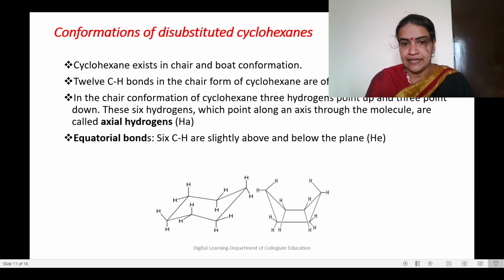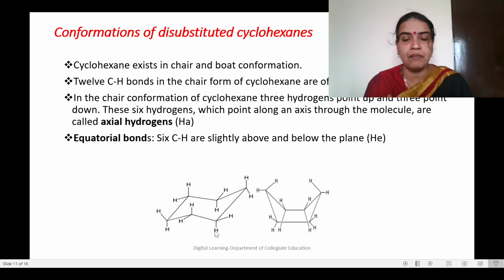What is the direction of all these bonds? They occupy mainly two positions. One is perpendicular, exactly up or down. They are termed axial hydrogen atoms, and we represent that as Ha. The 6 hydrogen atoms which point along an axis through the molecule are called axial hydrogens. So these are all 1, 2, 3, 4, 5, 6.